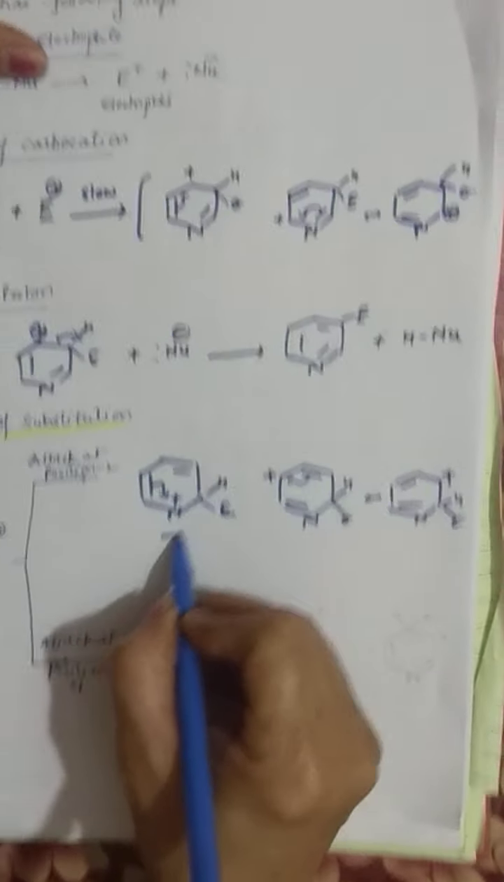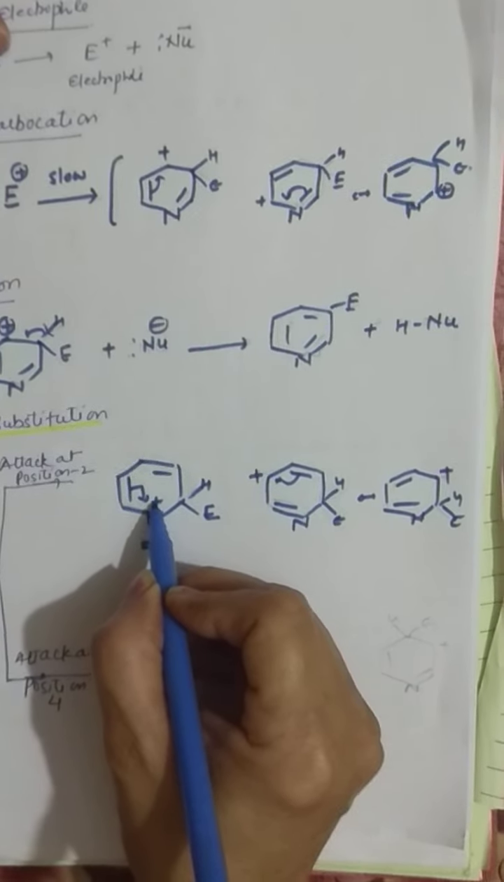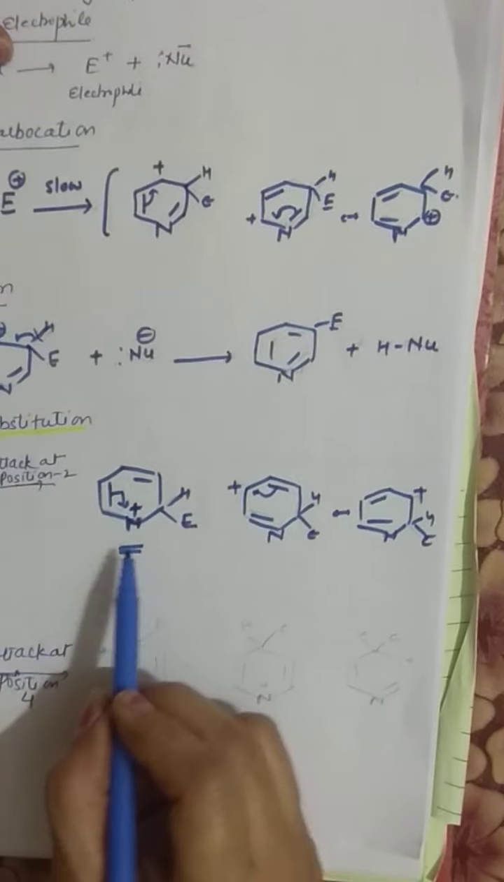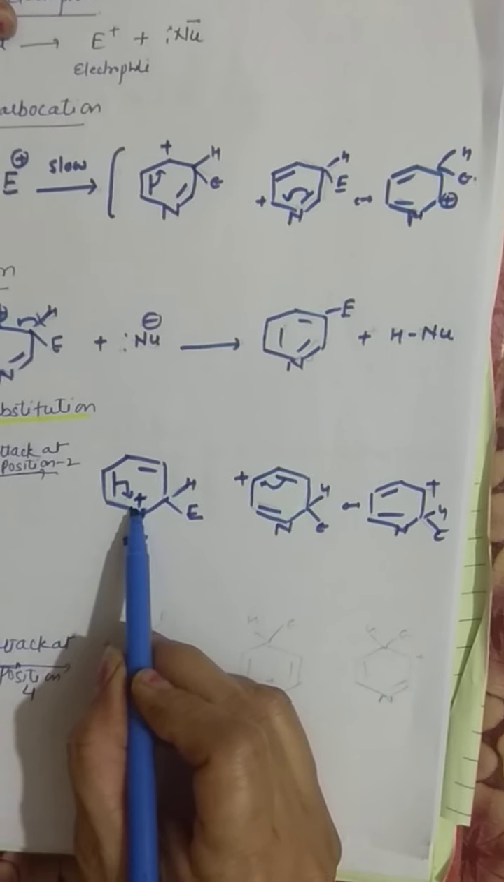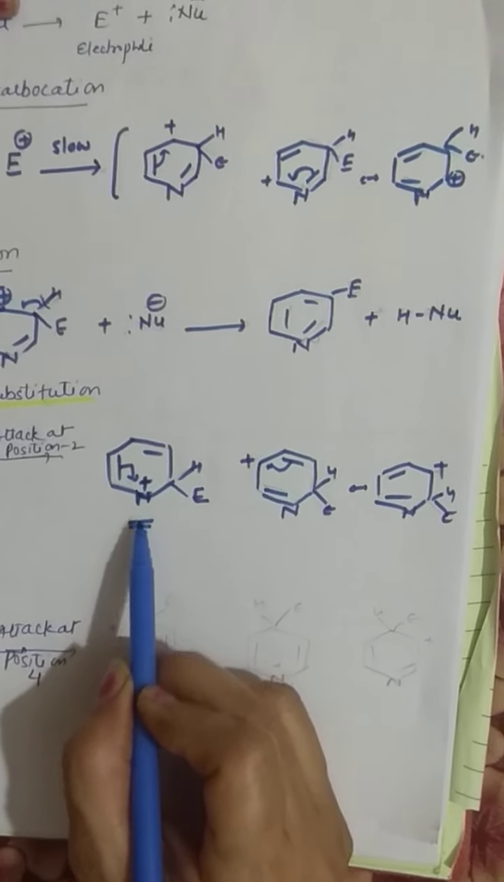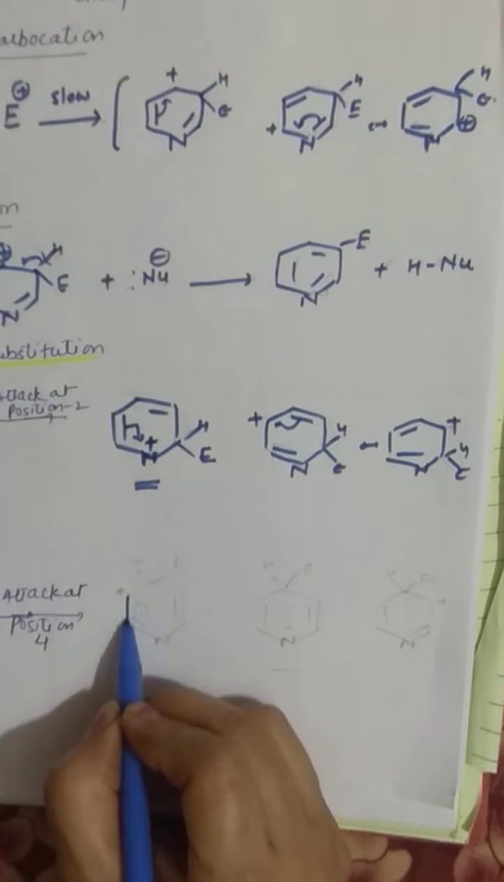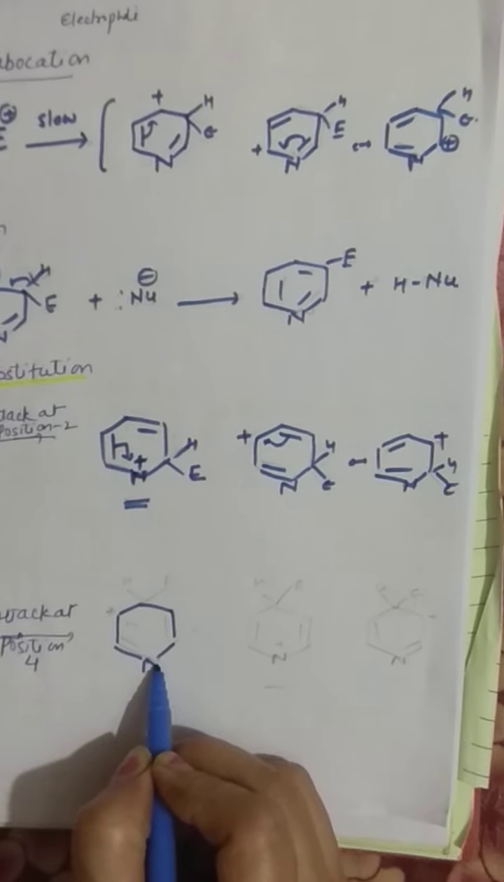But this structure is unstable because nitrogen, being electronegative, acquires the positive charge. So according to the resonating condition, when the electronegative atom acquires the positive charge, that is an unstable structure. So now the electrophile attacks at position number 4. So we will write the resonating structure.